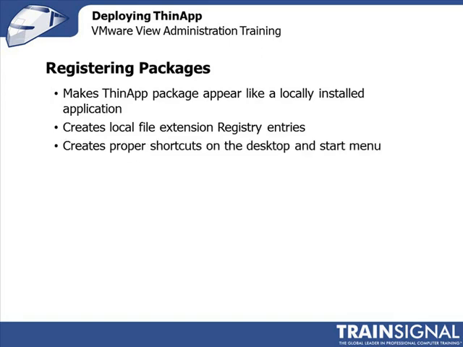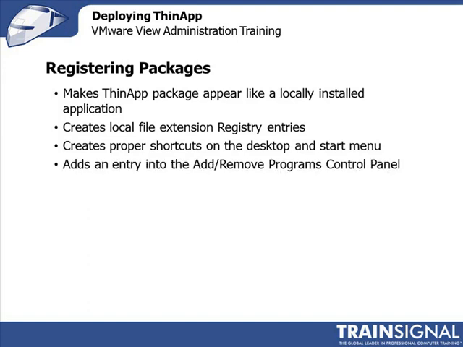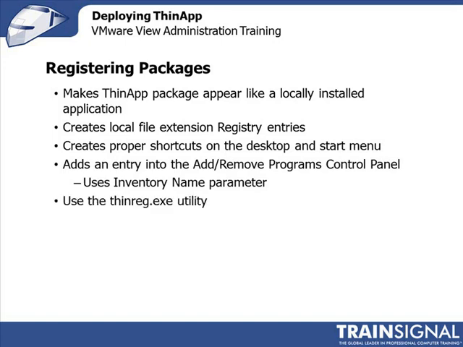You'll also create the proper shortcuts on the desktop and start menu or other locations that you may want to specify. You'll also add an entry into the Add Remove Programs control panel, which is useful if you're using inventory tools to determine what applications are being run in what desktops. The entry that you see within the Add Remove Programs will use the inventory name parameter that we define on our package. You'll also include in parentheses the phrase VMware ThinApp to let you know that it's an actual ThinApp package. All this is accomplished utilizing the thinreg.exe utility that is provided with ThinApp.